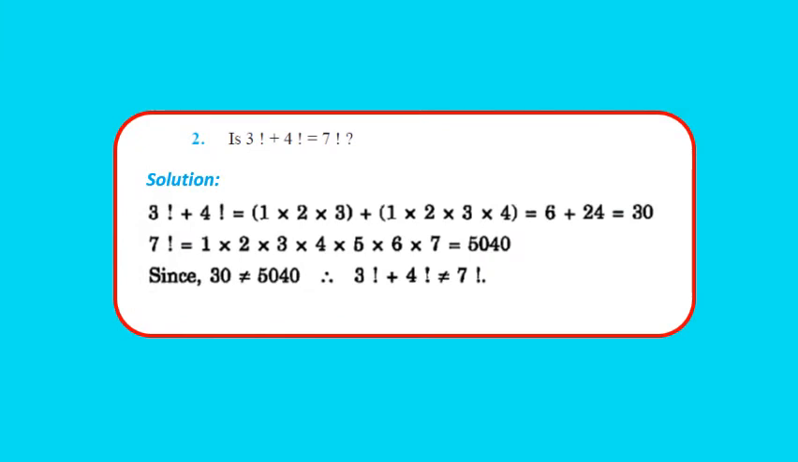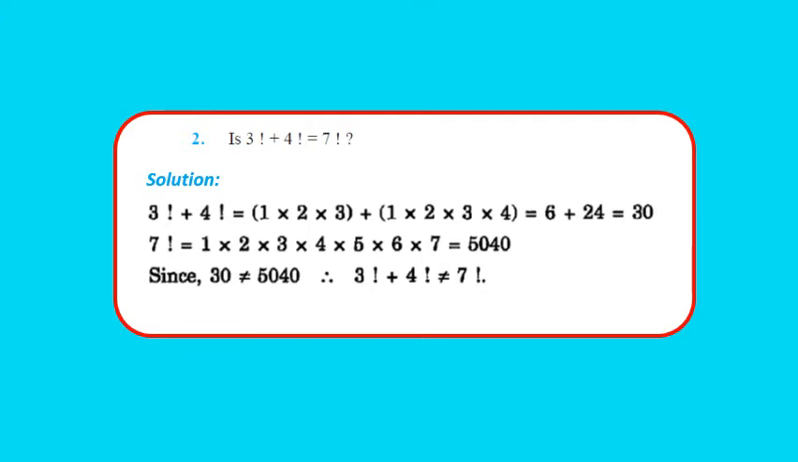Next is question 2. Is factorial 3 plus factorial 4 equal to factorial 7? We have to check whether this is possible or not. So let's find factorial 3 plus factorial 4. Factorial 3 is equal to 1 multiplied by 2 multiplied by 3, and factorial 4 equals 1 into 2 into 3 into 4, so we get 6 plus 24, that is 30. Coming to factorial 7, which is equal to the product of the first 7 natural numbers, 1 into 2 into 3 into 4 into 5 into 6 into 7, which is equal to 5040.